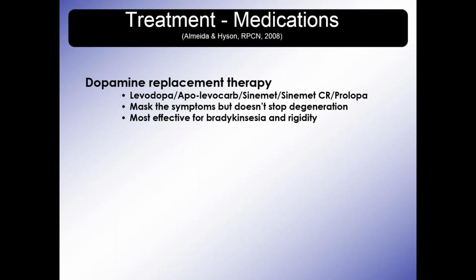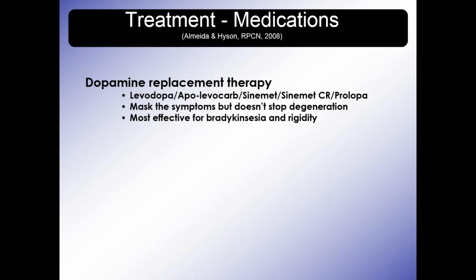Okay, the next topic we should talk about is, of course, treatments. And as you probably would guess, if we have a shortage of dopamine in the brain, one of the things that would make sense to do is try and replace that dopamine with a synthetic form of dopamine. And so we have things like levodopa, or perhaps your prescription is for something called apolevocarb. That's a generic form. You may also have heard of it as Sinemet, Sinemet CR, or Prolopa. These are all essentially the same base type of treatment. They're dopamine replacement drugs.